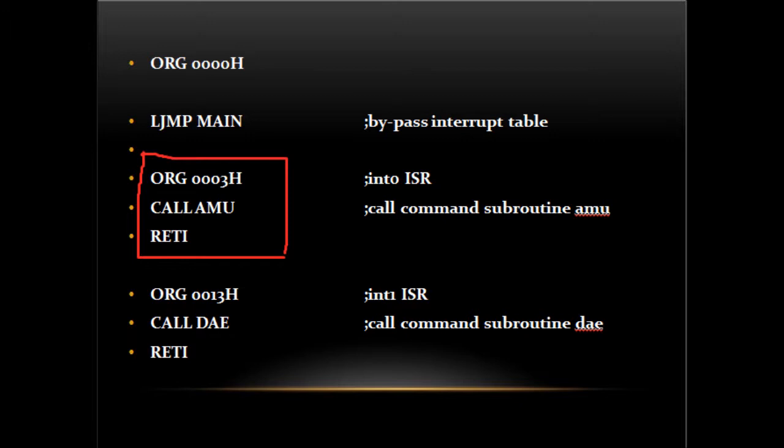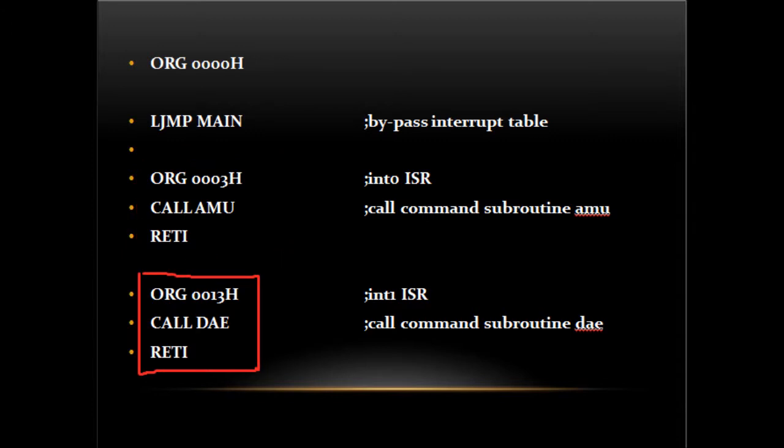Whenever it is activated, command subroutine AMU will be called and executed with ret as the last instruction. It will enable the program to go back and proceed to the next instruction given. Same goes for external interrupt 1 with a handler of 0013 hex. Command subroutine DAE will be called when it is activated with ret as the last instruction also.